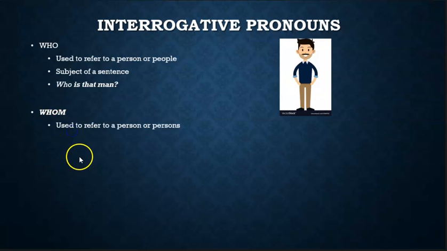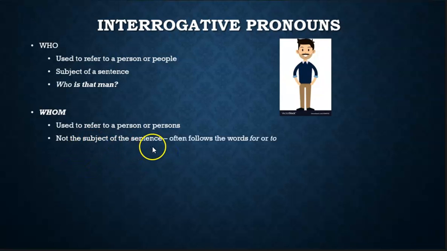Whom is also used to refer to a person or persons, not to things. However, it is not the subject of a sentence. It often follows words like for or to. It is used as the object of a prepositional phrase. For whom is this bouquet?